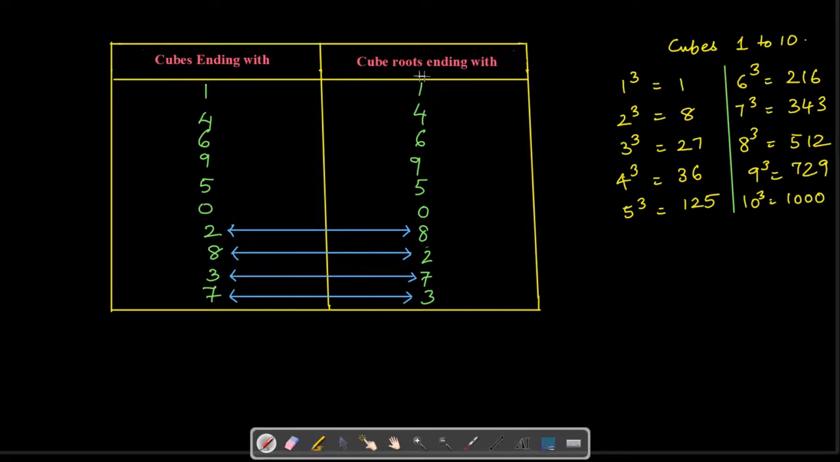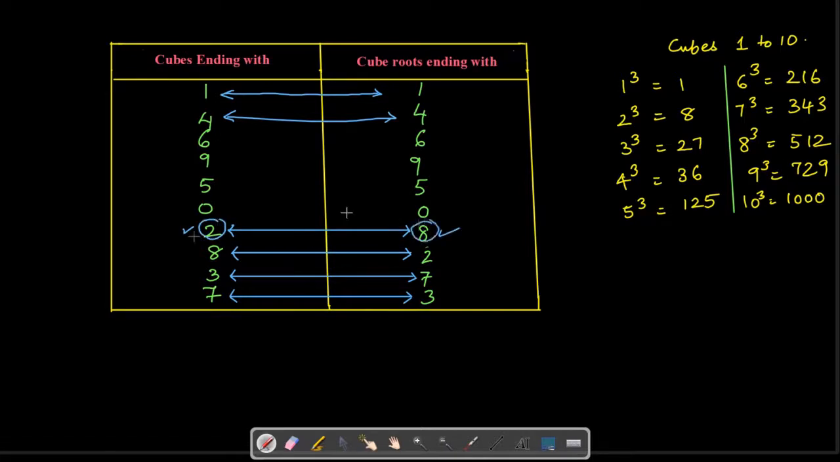And the cube roots ending with. So if the cube roots also have the same values, that is 1, 4, 6, 9, 5, 0, if you can see, the values of the cube and cube roots don't change. The ones place digit would be the same. But when we come to 2, 8, so 2, the value of 2 becomes 8.